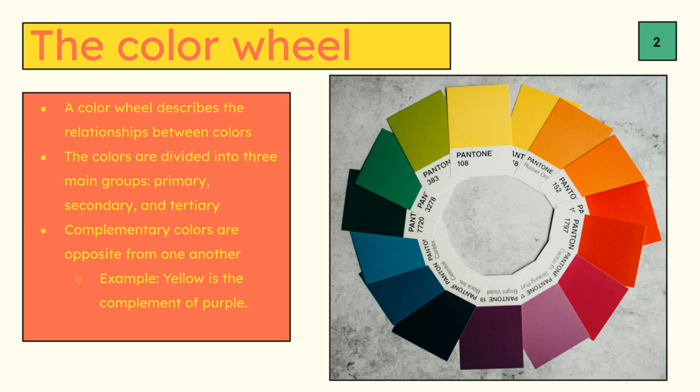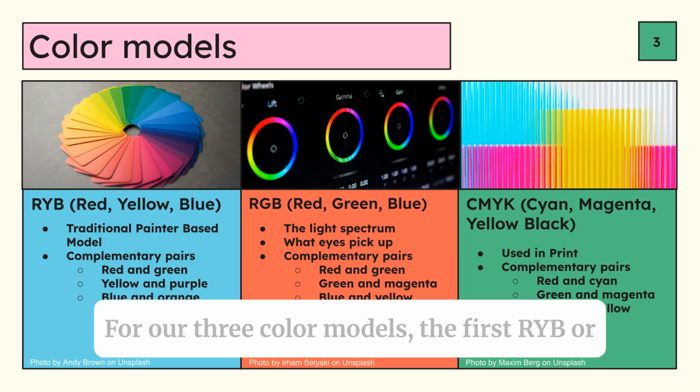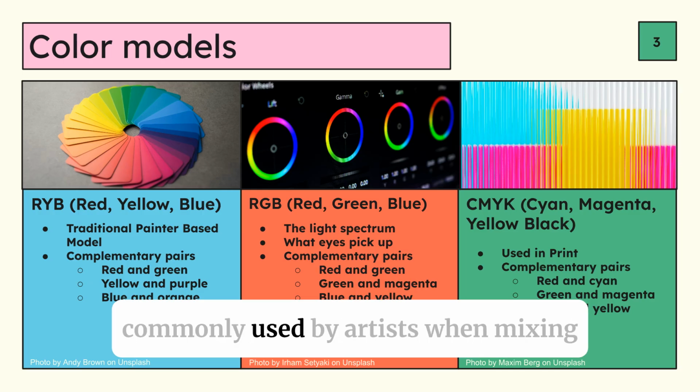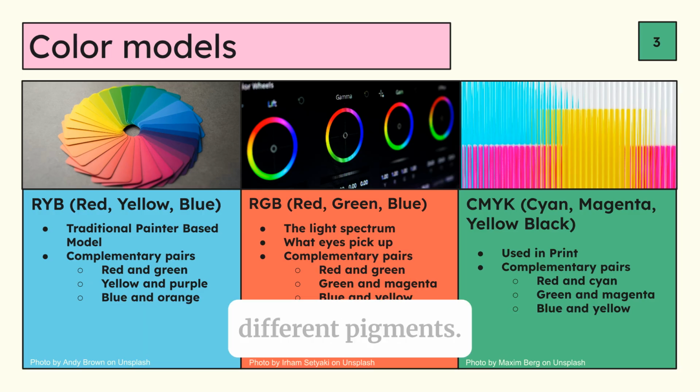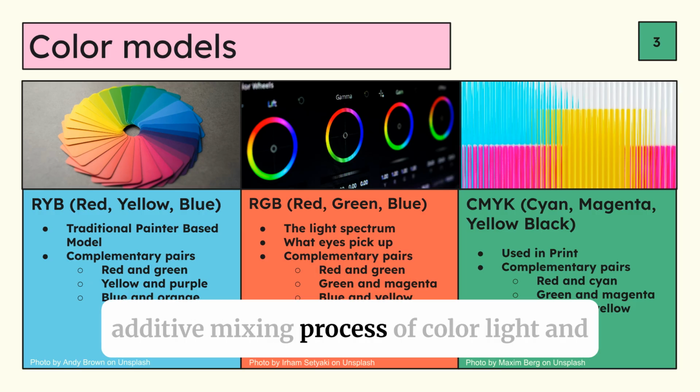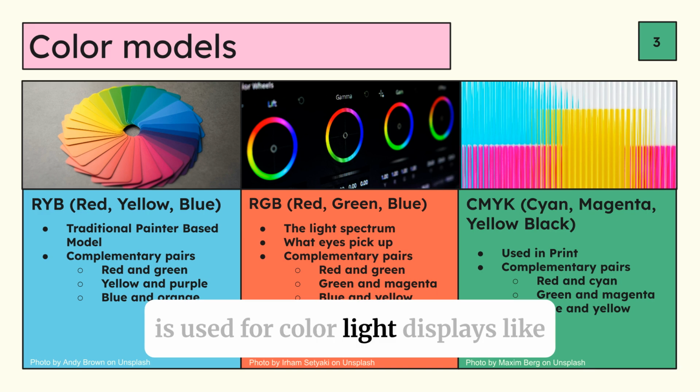Designers often use it as a guide to build color combinations that feel intentional rather than random. There are three color models. The first, RYB, or red, yellow, blue, is the color wheel most commonly used by artists when mixing different pigments. RGB, or red, green, blue, refers to the additive mixing process of color light and is used for color light displays like computers and television screens.